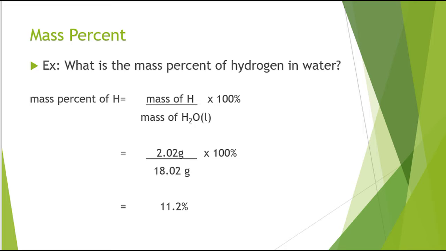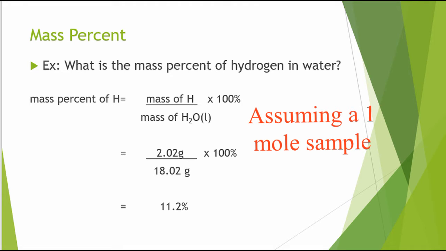Again, taking the example of water, we can calculate the mass percent of hydrogen in water with the following formula. Mass percent of hydrogen is going to equal the mass of hydrogen divided by the mass of water multiplied by 100%. From our periodic table, we can convert the atomic mass units to molar mass. We get 2.02 grams divided by the molar mass of water, which is 18.02 grams. Multiply that by 100%, and we get the mass percent of hydrogen as 11.2%.